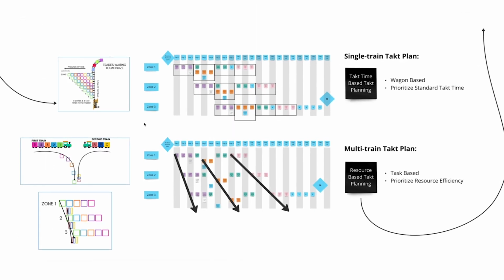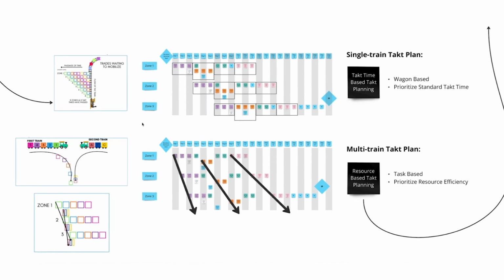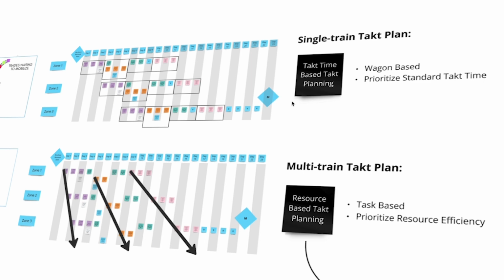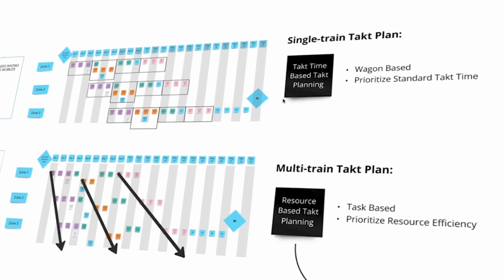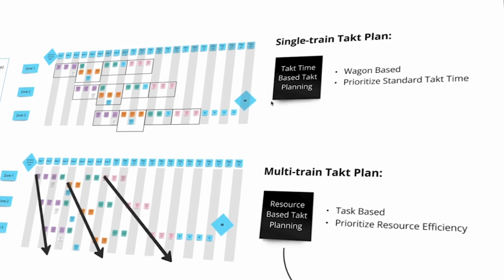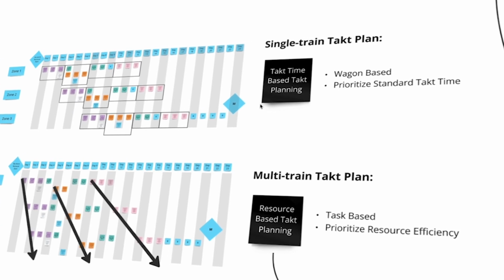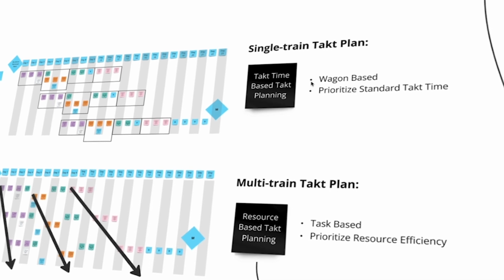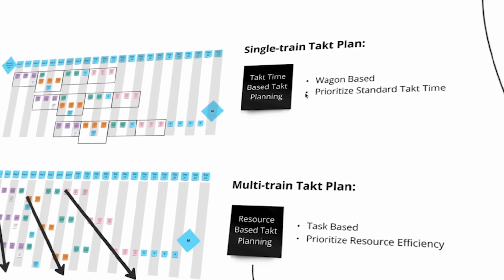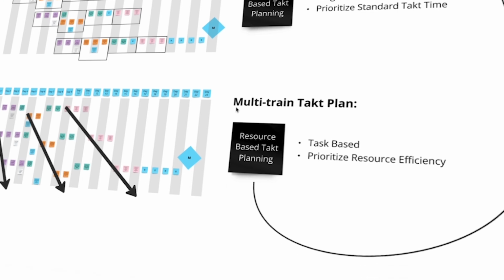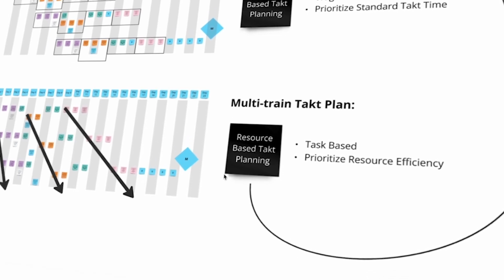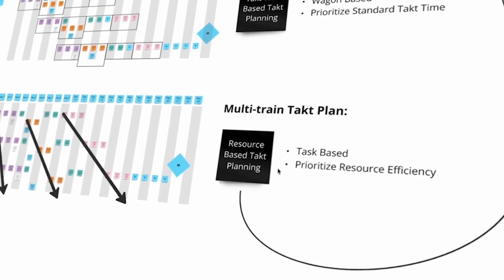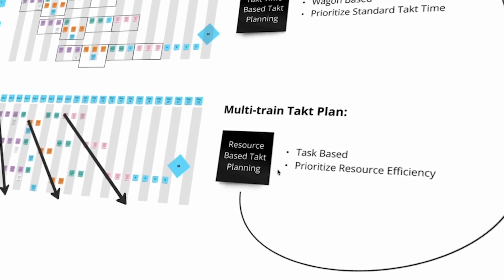So let me take you to a brief concept here. There's two different types of takt plans, essentially. There's the single train takt plan and then a multi-train takt plan. Or you can have what's called takt time-based takt planning. There are people that are very rigid about this, right? So there are some softwares and takt practitioners and philosophers that believe everything should fit within a takt time. So this means that it's going to be wagon-based and you're going to prioritize a standard takt time. A multi-train takt plan is mainly resource-based, and so I call it resource-based takt planning. So it's mainly task-based, and we prioritize resource efficiency a little bit more than we do the standard rhythm on a takt time.